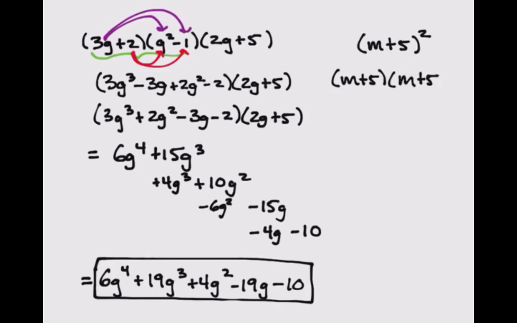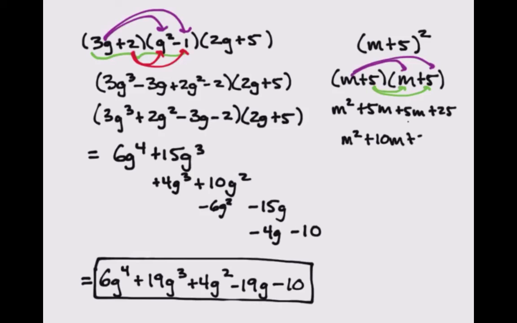And I'm sure you know how to multiply this. We're going to multiply m times m and m times 5, m squared plus 5m. And then we're going to multiply 5 times m and 5 times 5. And we get another 5m and 25. And our grand total in this case is m squared plus 10m plus 25.